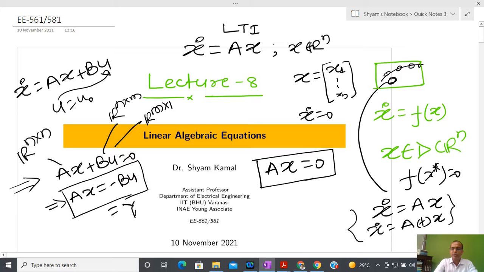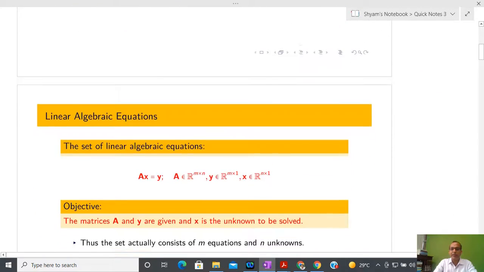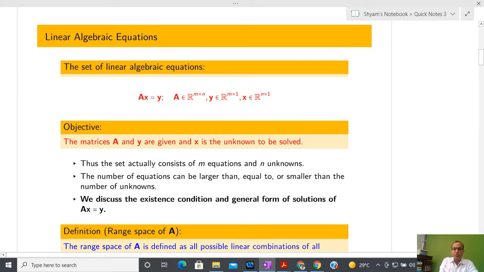Now let us come to the background, and after that I will come to our problem. I am going to start with the equation Ax equal to y. I am going to talk about the general case, and due to that reason I am assuming that the A matrix is not a square matrix. Each entry of A is a constant real number, the number of rows is m and the number of columns is n. Since the number of columns is n, x belongs to R^(n cross 1) and y belongs to R^(m cross 1) in order to match the dimensions.